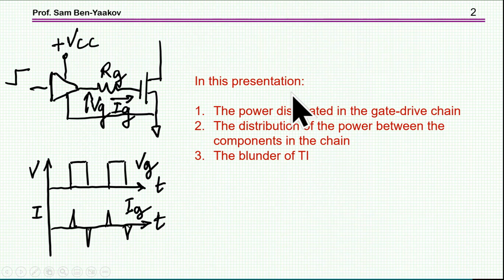So in this presentation I'm going to consider the power dissipated in the gate drive chain that is here, and to examine the distribution of the power between the components in the chain, and then to point out some errors in some of TI's documentation.